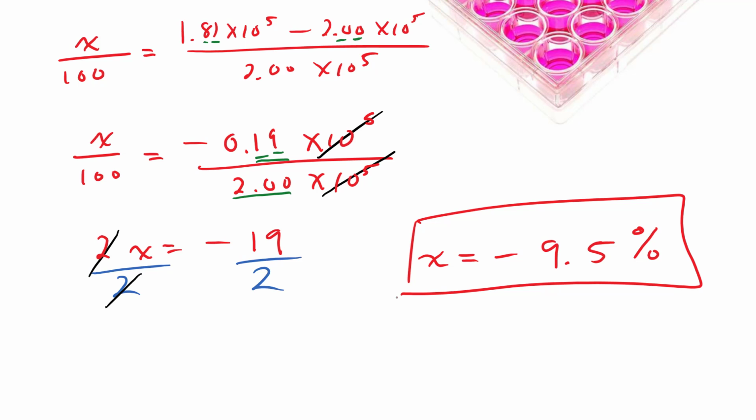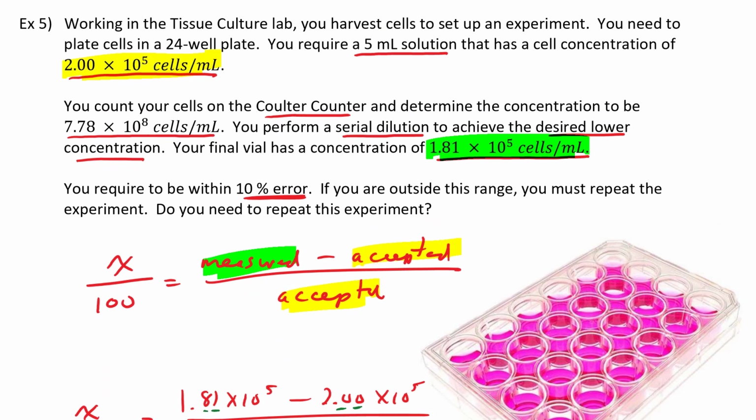In addition, our percent error is negative. This tells us we overshot. I wanted 2 times 10 to the 5. I overshot and got 1.8 times 10 to the 5. Knowing this can help better your technique the next time you have to perform this experiment. What you want to do is go back and look at your protocol and see if you could improve that along the way. If you're in the biotechnology program, you will have me in upper semester for tissue culture.